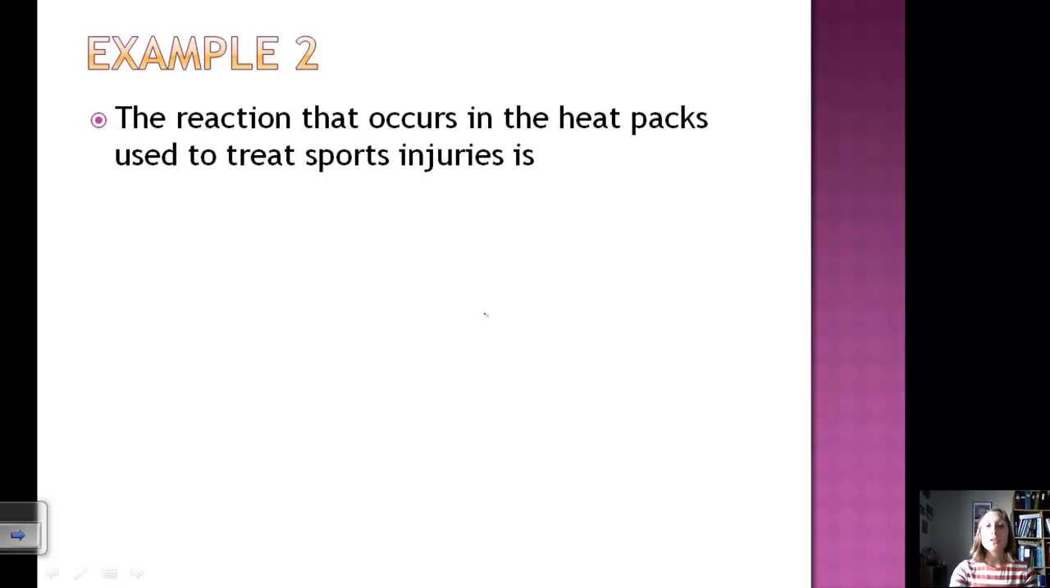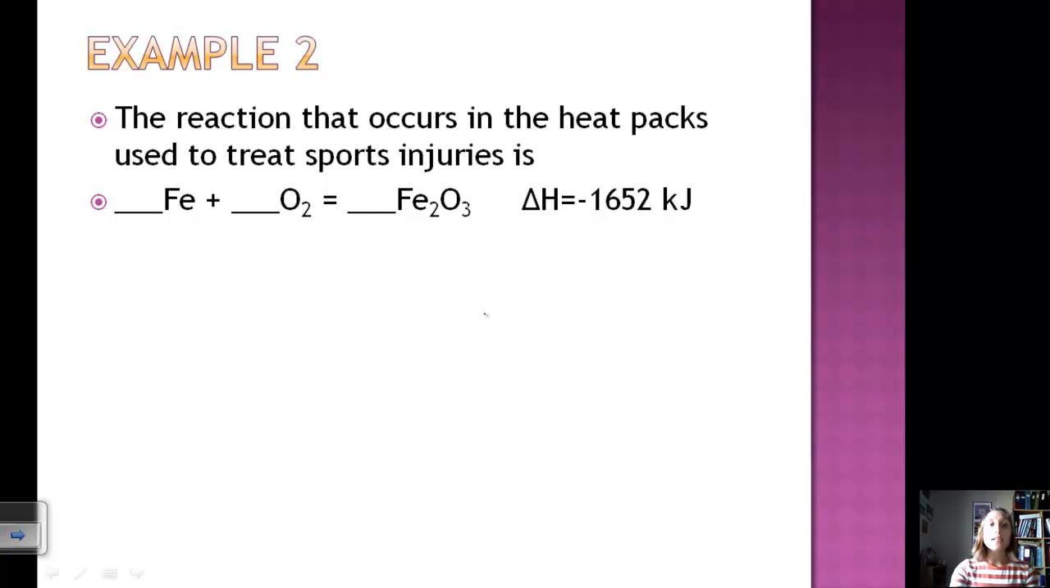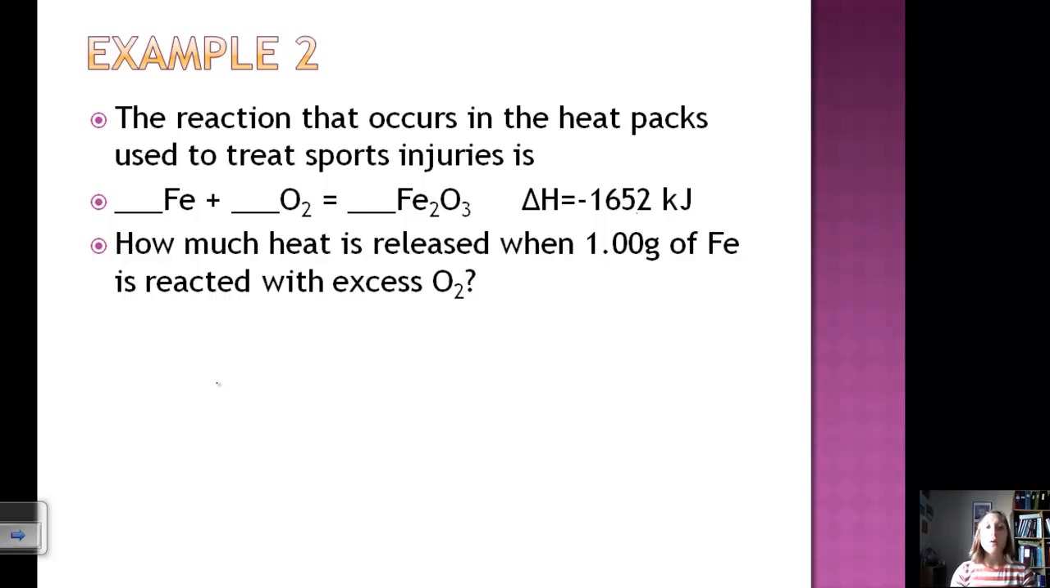Okay, so the reaction that occurs in heat packs used to treat sports injuries is iron plus oxygen goes to iron(III) oxide. And the heat given off in this reaction is negative 1,652 kilojoules. We want to know how much heat is released, so we're looking for kilojoules, when we have 1 gram of iron and excess O2. So this is in excess, we're not going to worry about it. Okay, so the first thing we have to do is balance our equation.